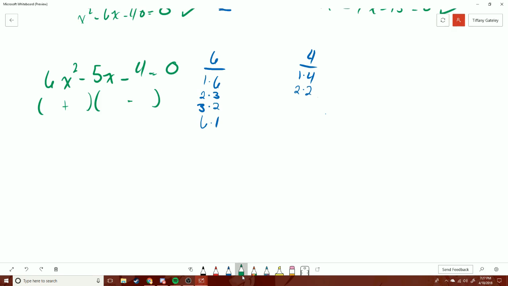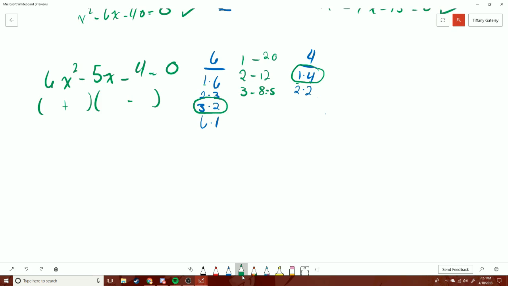Alright, so we have 1 times 1 is 1, minus 6 times 4, which is 24, that's not 5. So let's move down. 1 times 2 is 2, minus 3 times 4, which is 12, that's not 5. 1 times 3 is 3, minus 4 times 2, which is 8. Hey, that equals 5. So we have 1 and 4, 3 and 2.